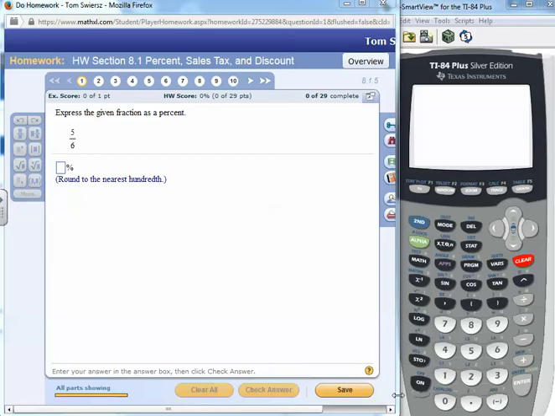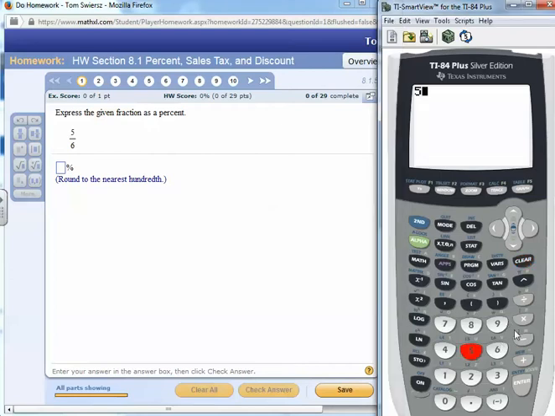All right, let's look at homework exercise number 1 from section 8.1. We have to express the given fraction as a percent. To do that, simply take the numerator, divide by the denominator, get the decimal, and then move it 2 places to the right, or multiply by 100. So you take the numerator, 5, divided by the denominator, 6 in this case, 0.8333, and then you multiply by 100, or move it over 2 places to the right.